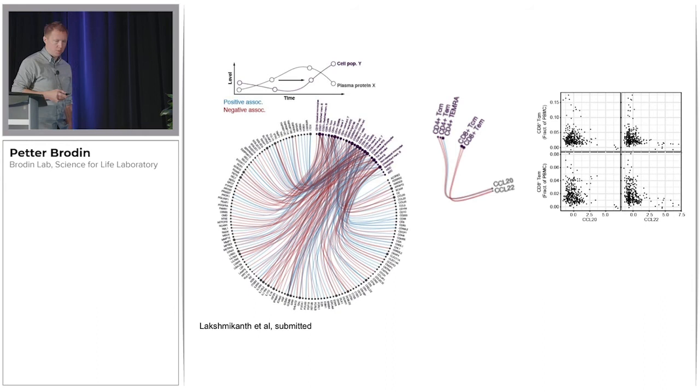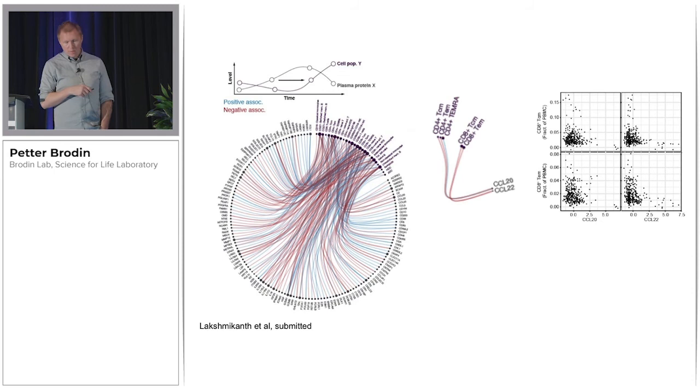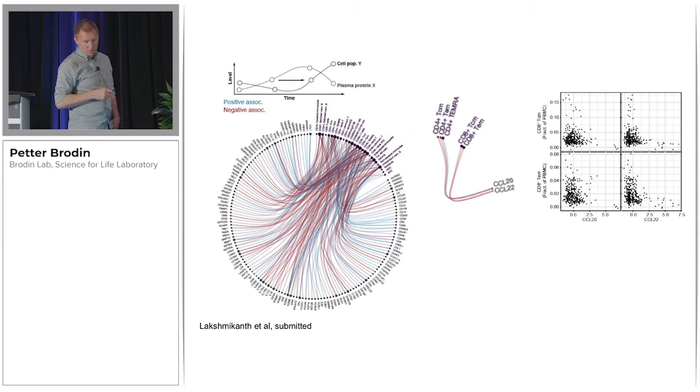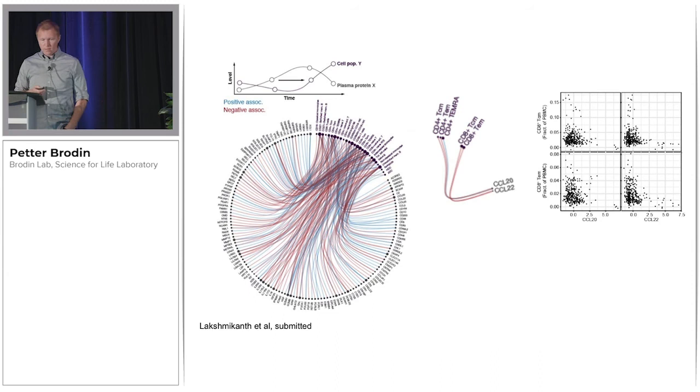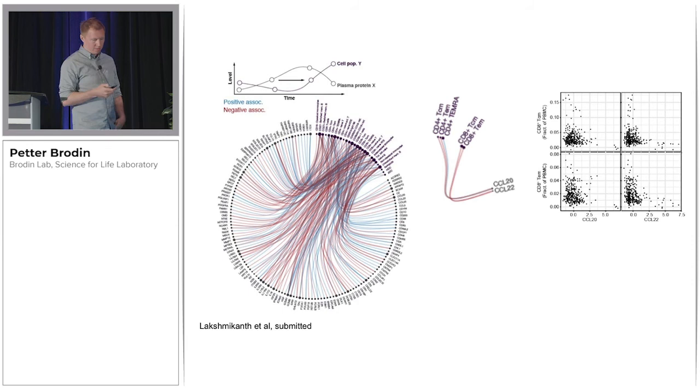And I'm highlighting a few of them here, which shows that if you have very high levels of these chemokines, let's say CCL22, you're always going to be low for these effector CD8 populations, and vice versa. Suggesting that this variation is obviously not random. There is structure to all of this variation, and we're just beginning to uncouple some of that.